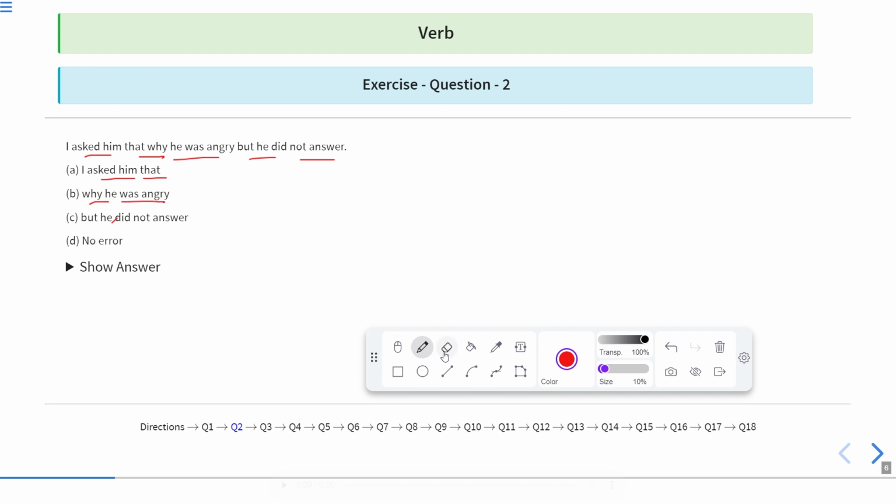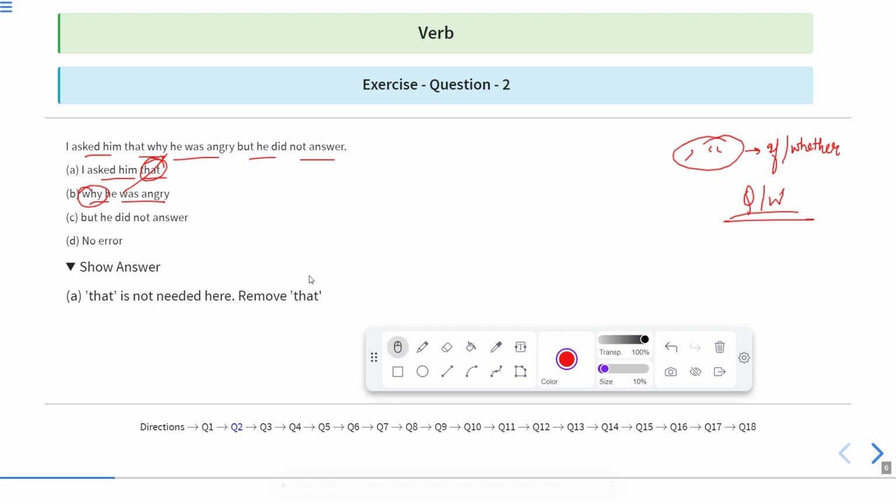Now, as I told you, when we convert a direct speech sentence into an indirect speech sentence, we put the commas and the inverted commas in and replace these commas with either if or whether, in case of a helping verb. And in case of a question word, we use the question word, but we do not insert that. So that and why cannot come together. In this case, that will be removed. So here the answer will be that is not needed here. Remove that first of all. Now, what is the explanation?